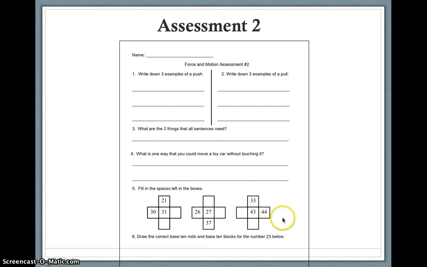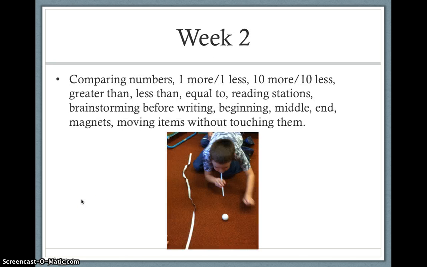I did notice how students didn't do as well as I thought on the 10 more, 10 less, 1 more, 1 less boxes, so I made sure to include that in the next week. So I changed a few of my lessons around to have more of that in math. Week 2 had deeper math and more review on 1 more, 1 less, 10 more, 10 less, a little bit more of everything else. And with science, we talked about magnets, how magnets have different poles and how opposites attract, and a little bit of friction, and more on how to move items without touching them.